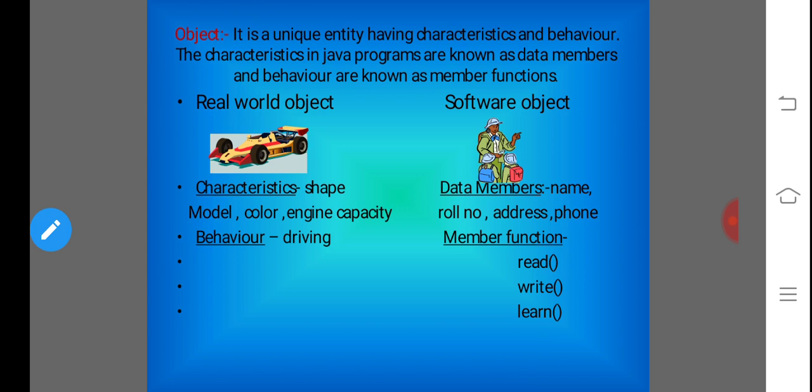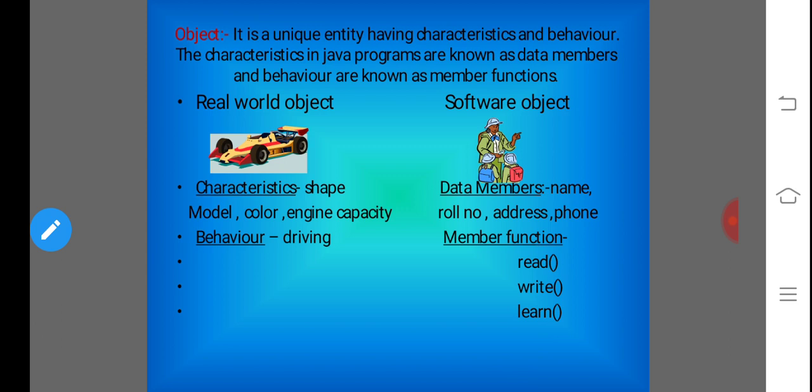The important point to note is that the characteristics in Java programs are known as data members and the behavior are known as member functions. I'm again repeating, the characteristics in Java programs are known as data members and the behavior are known as member functions. What are characteristics? Characteristics are the attributes or the properties of an object, and what is behavior? Behavior is what functions they are performing.